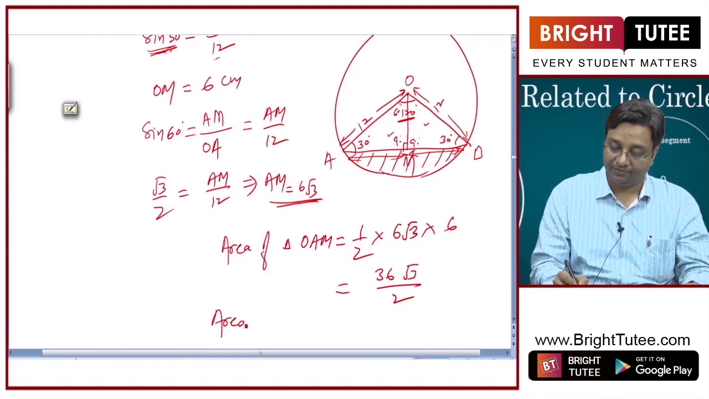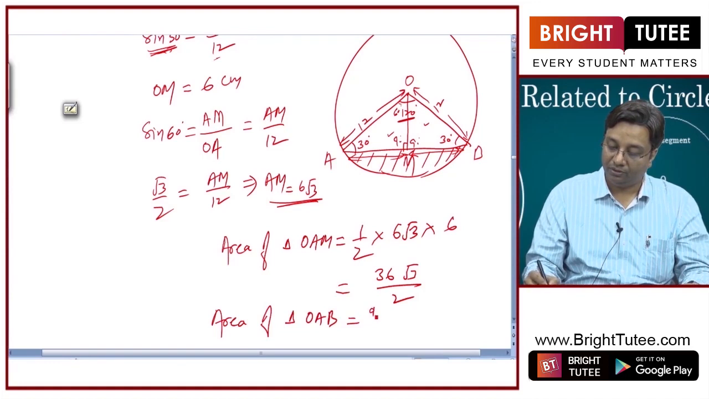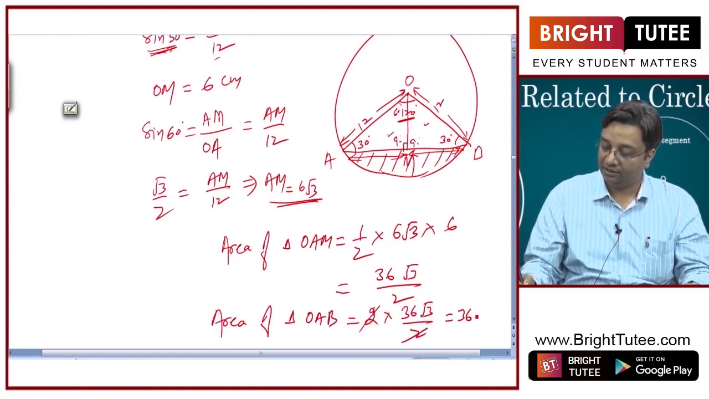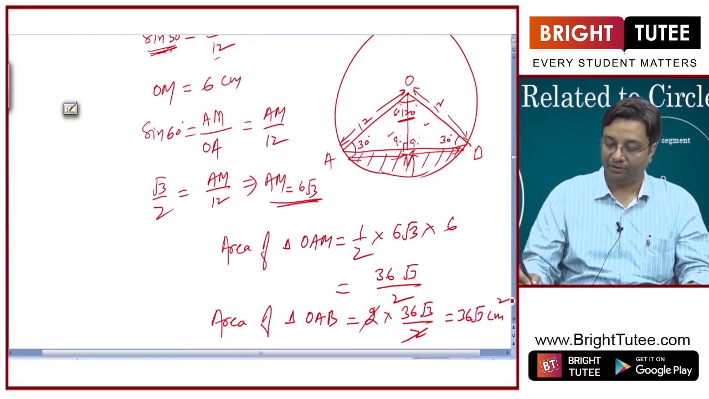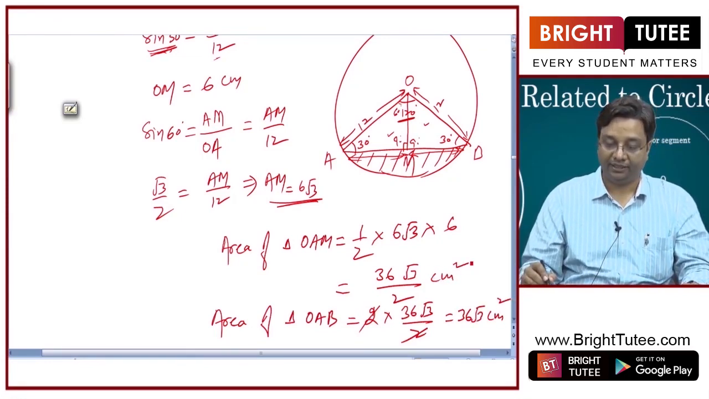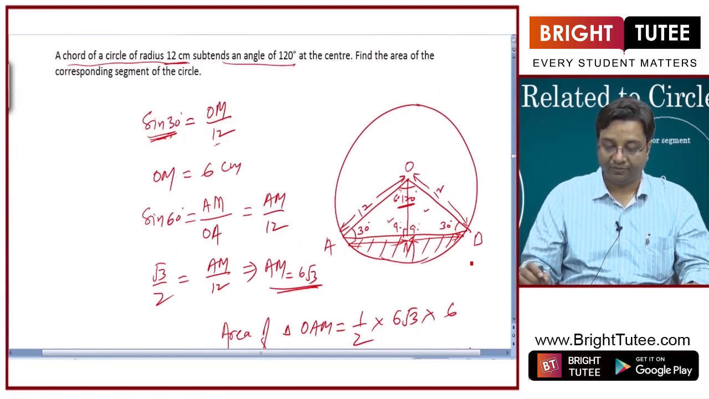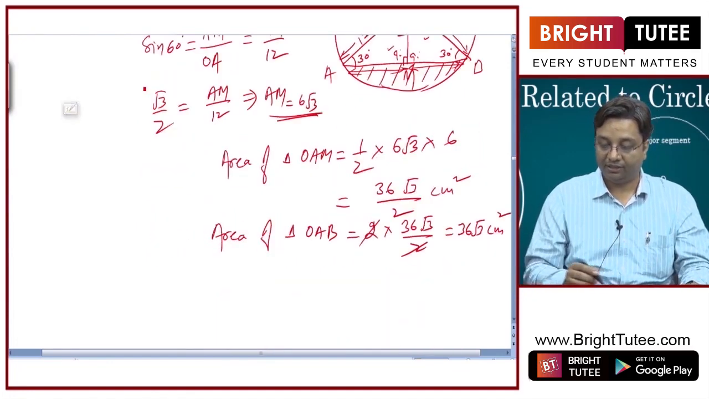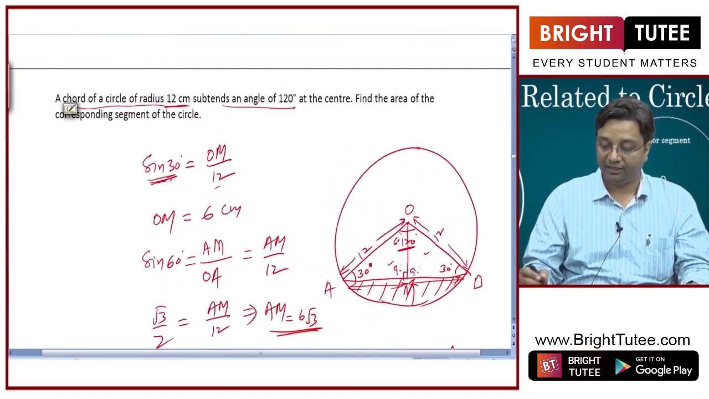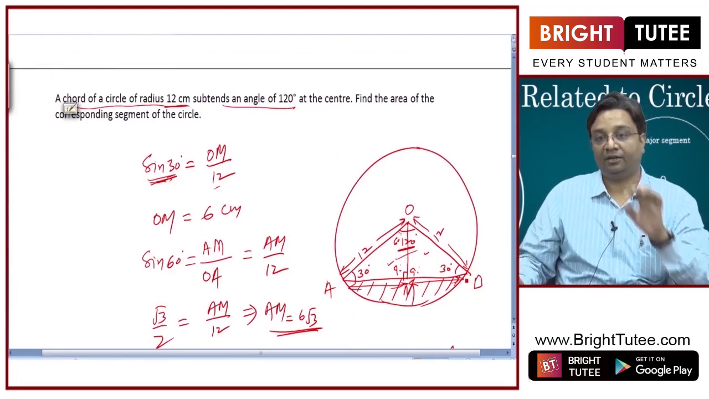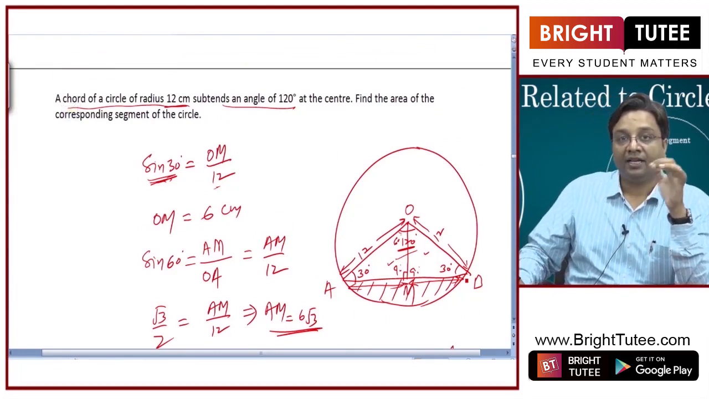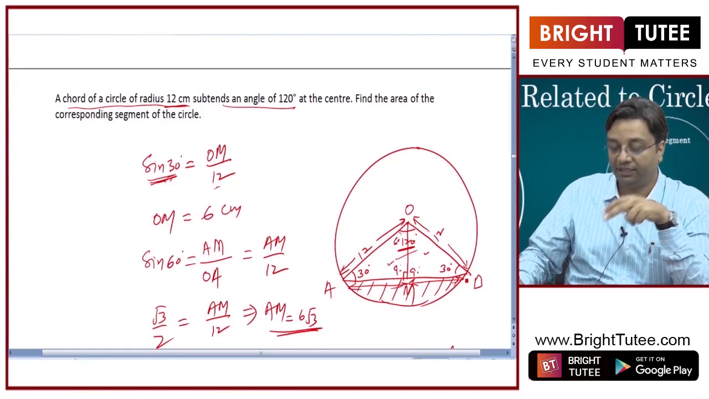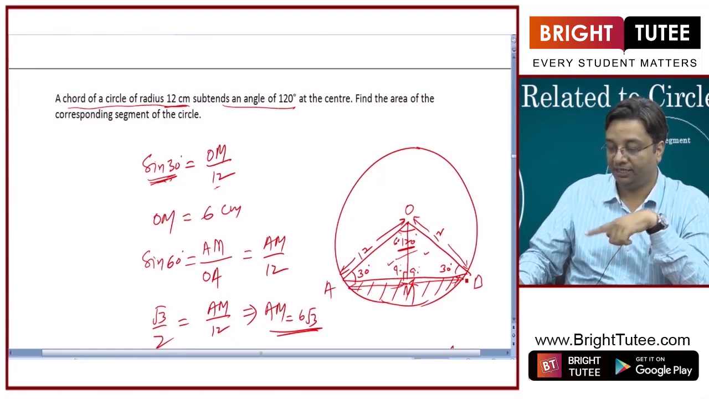So area of triangle OAB is equal to twice of 36 root 3 by 2. 2 gets cancelled here. 36 root 3 centimeter square, right? So now I've got the area of this triangle. Area of this circle is pi r square. So if I subtract the area of this triangle from the circle, area of this sector OAB is theta by 360 pi r square. Theta is 120, right? So we can calculate the area of this sector.